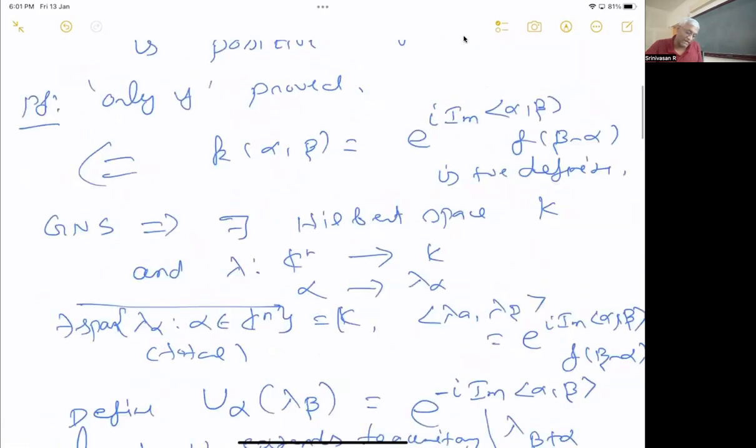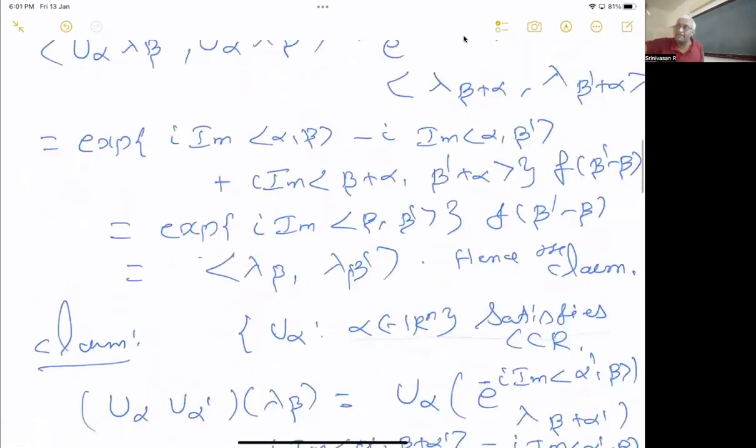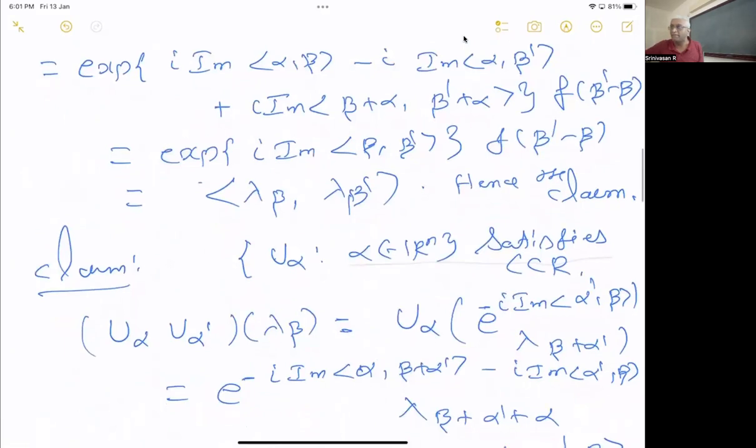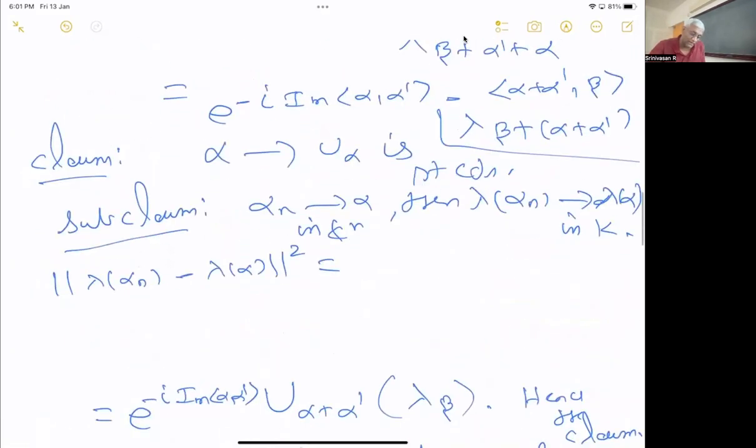Lambda alpha prime is going to be e power minus i something, then f of beta minus alpha or something. With that, it will follow that the norm of lambda alpha n is f of 0. It's also true that for any element, the norm of lambda alpha is equal to f of 0. If you take the square, it is just going to be the inner product of lambda alpha with lambda alpha.